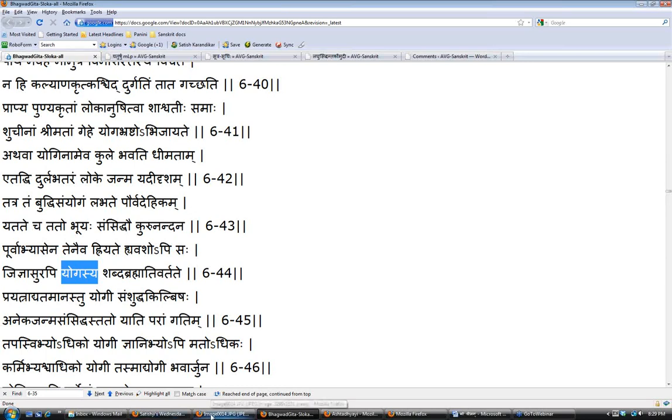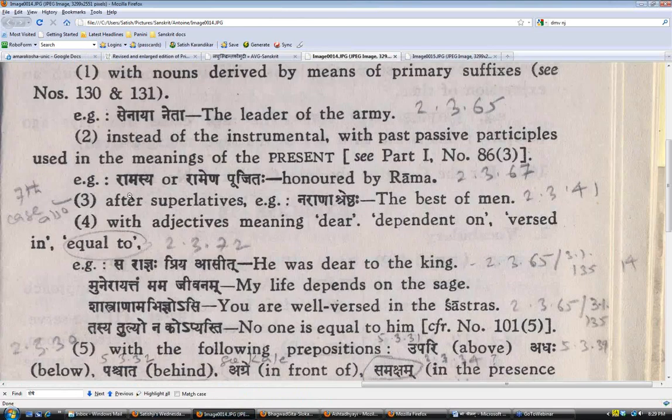So anyway, this whole thing was not in the book. The book only gave 2365, which is here. Now the next point he's talking about in the book is 2367, the use of the instrumental with the past passive participle. Pratyakta he means, pratyakta, used in the meaning of the present.